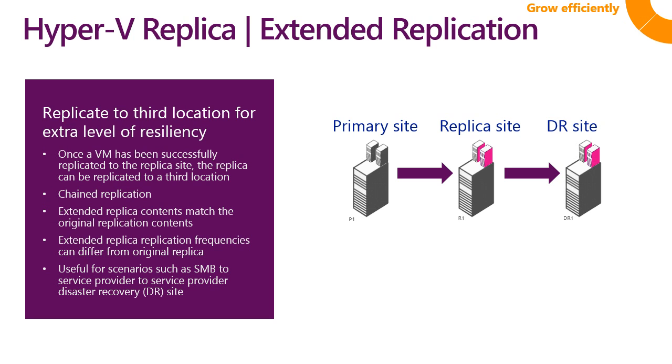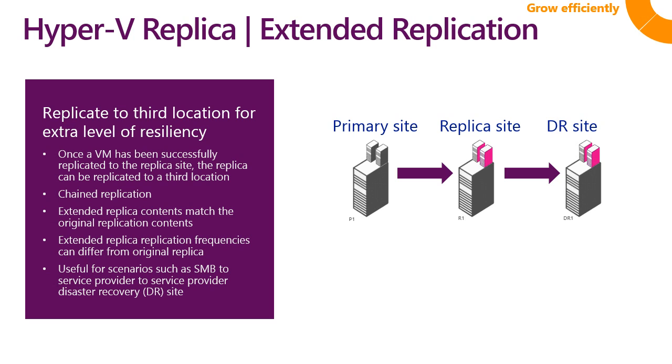Now, the extended replica contents will match the original replication. You've got some flexibility in terms of how much of that incremental data you want to send, because obviously in some situations you may be sending it across high-speed networks, but in other cases you may be limited to your internet connections. So you need to start thinking a little bit smarter around how you start triggering that replication. What you can do here is have the primary to replica site, the initial replication, operating at a high frequency, but then reduce that frequency from the replica site to the DR site to take the amount of data or traffic into account.